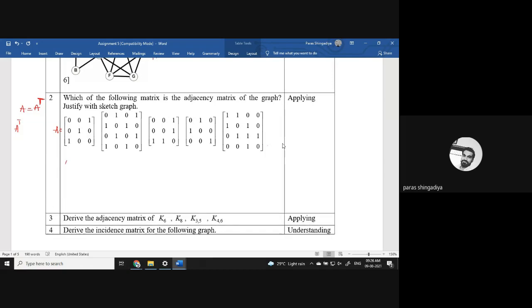A transpose क्या होगा फर्स्ट मैट्रिक्स का, that is equal to: row will be column and column will be row. So the first row will be mapped as the first column, okay. The second row will be the second column and the third row will be the third column. So clearly A is equal to A transpose, clear. A is this and that is A transpose. So we can say it is an adjacency matrix.